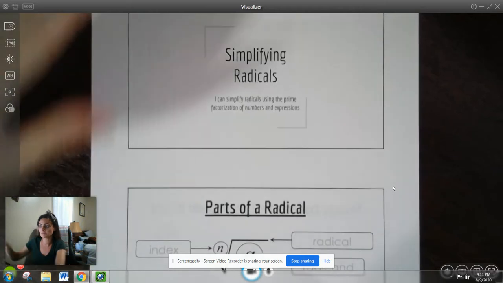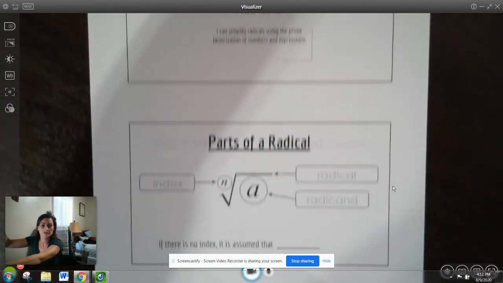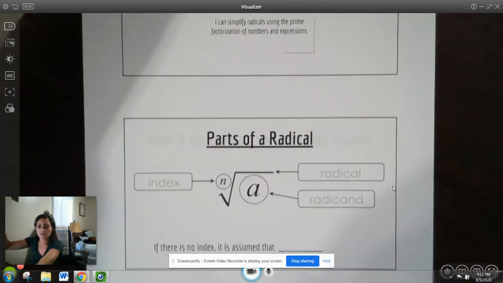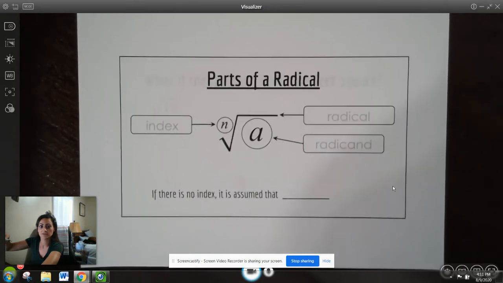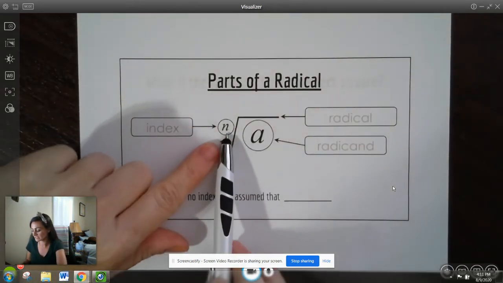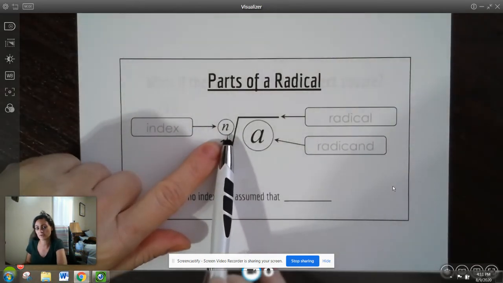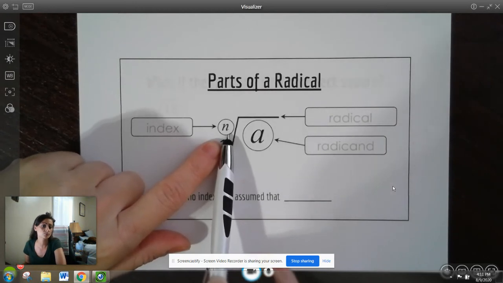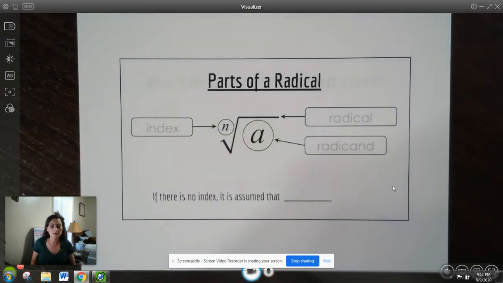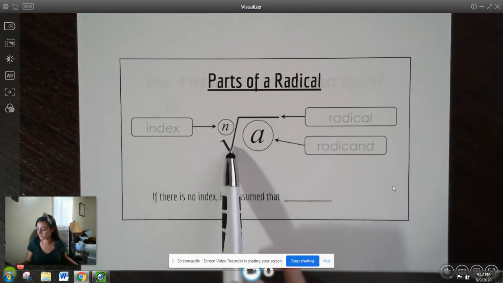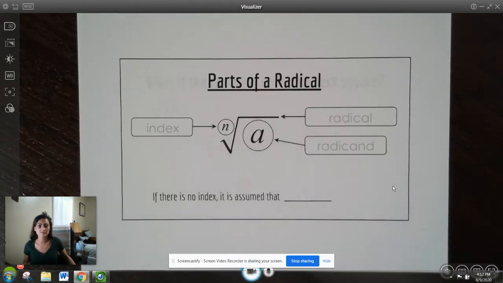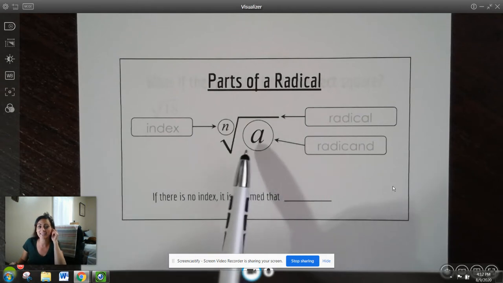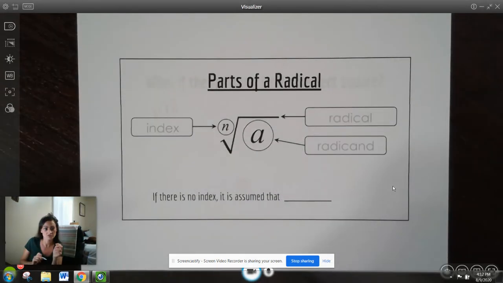So the first thing that we need to look at, if you're following along with your guided notes, is the parts of a radical. This number that's hiding inside of the radical is called our index. That tells us what root we are looking for. Of course, this is the radical itself, and the thing underneath the radical is called a radicand. Try to say that 10 times fast.